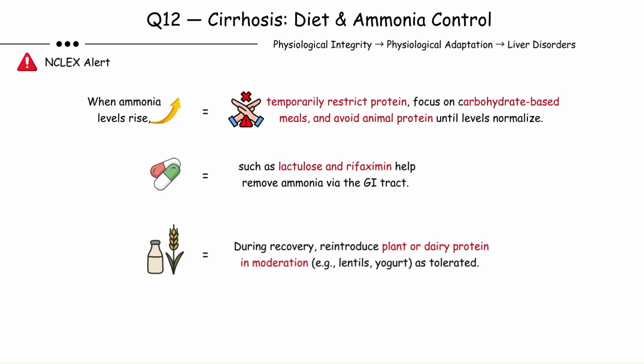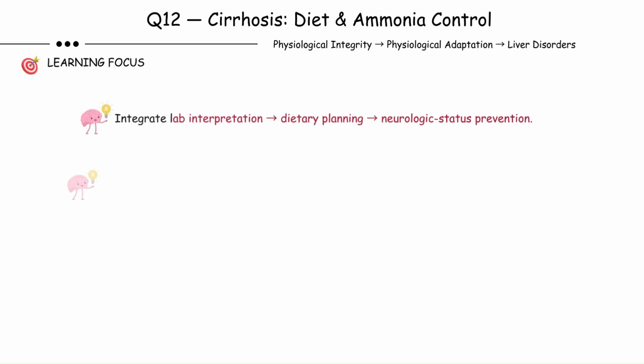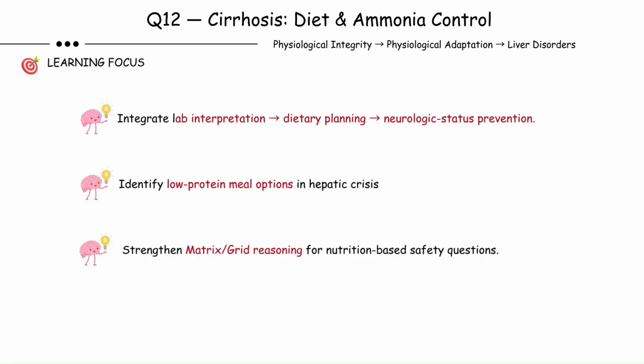This kind of question links lab values, diet planning, and prevention of neurologic decline, all in one step. That's exactly how the NCLEX tests higher-level reasoning. Here's the key takeaway. In a hepatic crisis with high ammonia, think carbs now, protein later. Choose simple, low-protein meals like potatoes, rice, vegetables, and light soups. Avoid heavy animal protein and high-fat fast foods until ammonia comes back under control.